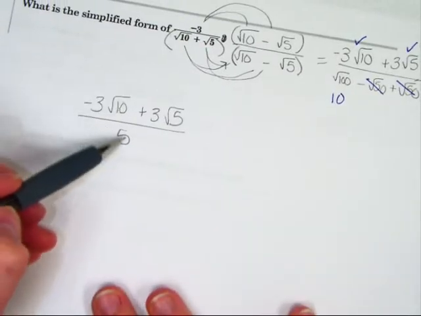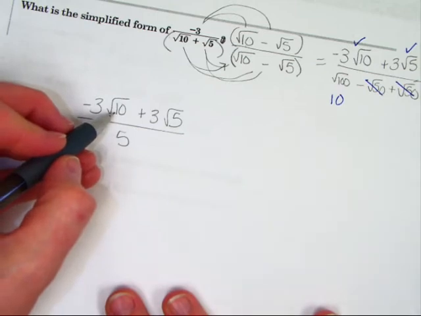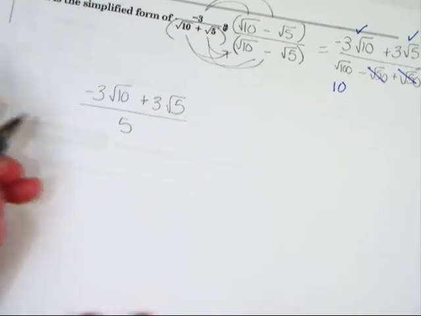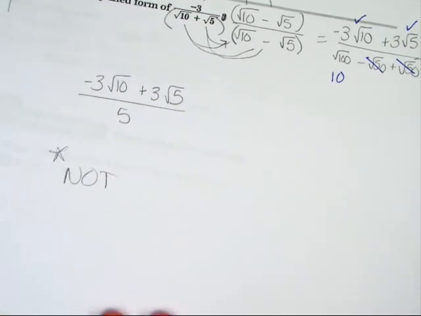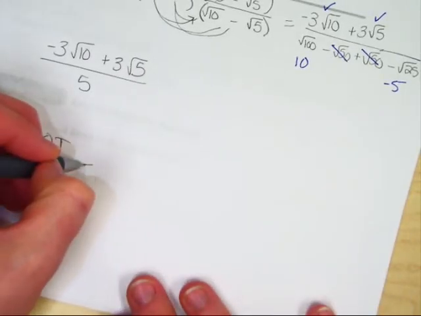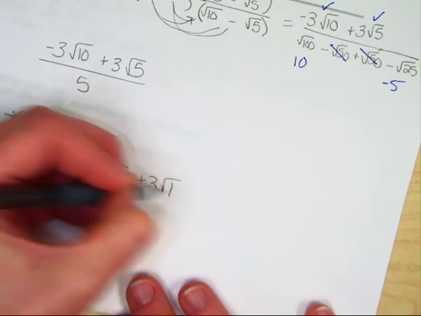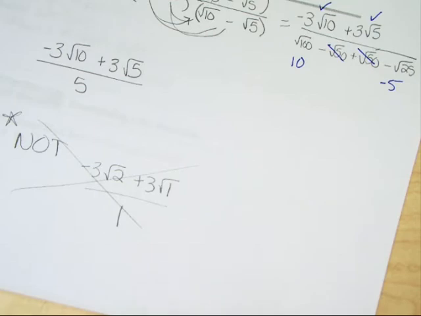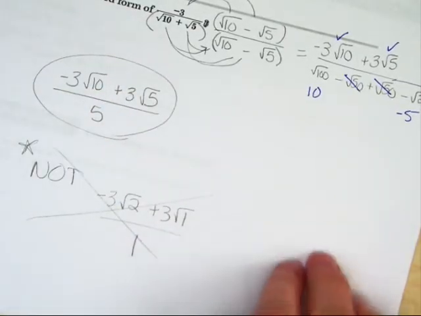Now please do not think that the 10, the 5, and the 5 cancel. This 5 is on the outside. That 10 is on the inside. You cannot cancel the inside with the inside or the outside with the outside. So let's make a note and let's write not negative 3 square roots of 2 plus 3 square roots of 1 over 1. That is not true. It cannot reduce by a factor of 5. This is as simplified as it gets. We're done with that problem.